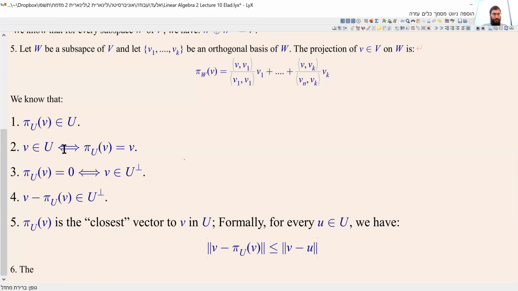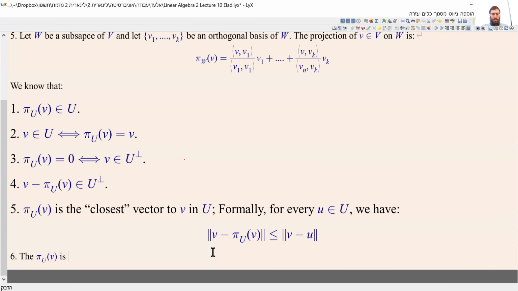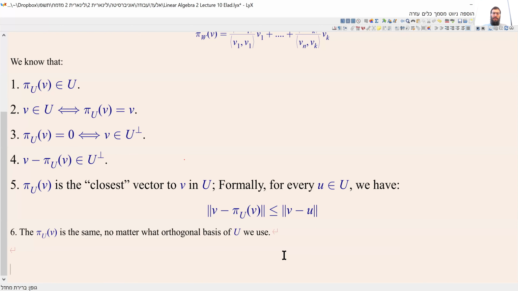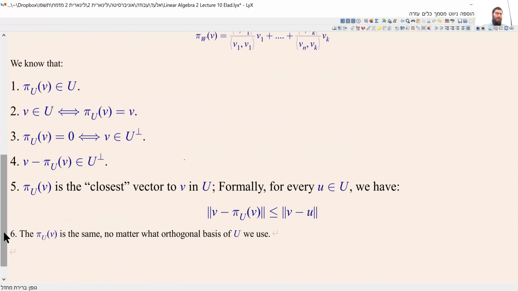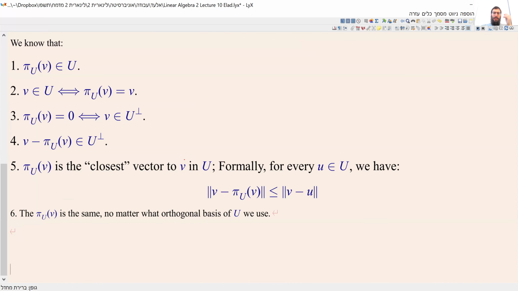The projection of V on U is the same no matter what orthogonal basis of U we use. And that's the last thing we proved in lecture number 9. So all of that was a long reminder, two weeks. Last week we didn't have a lecture, so let's make sure we know all the crucial stuff for our next lecture.